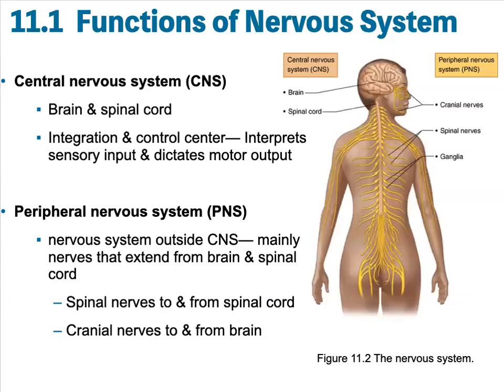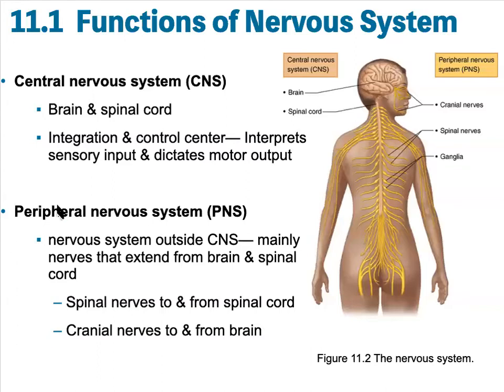Our nervous system is divided into two principal parts: the central nervous system, CNS, and the peripheral nervous system, PNS. The CNS consists of the brain and spinal cord, and it's the main integration and control center of the nervous system. It interprets sensory input and dictates motor output based on our past experiences, based on reflexes, and based on current conditions.